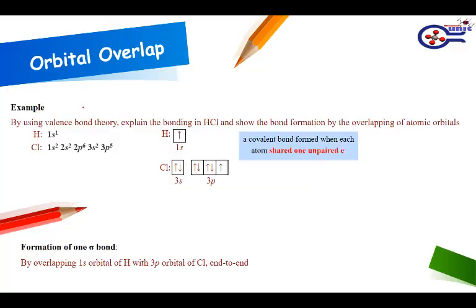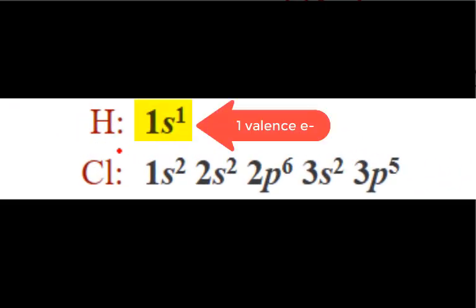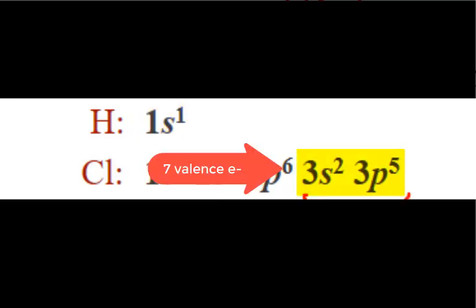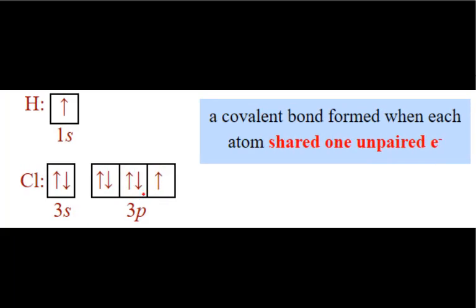Okay guys, let me use HCl as an example for you to understand more about the valence bond theory and to show the bond formation by the overlapping of atomic orbitals. Hydrogen has one valence electron which is located in one s orbital, while chlorine has 7 valence electrons in 3s and 3p orbital. For hydrogen and chlorine, both need one more electron to achieve octet.